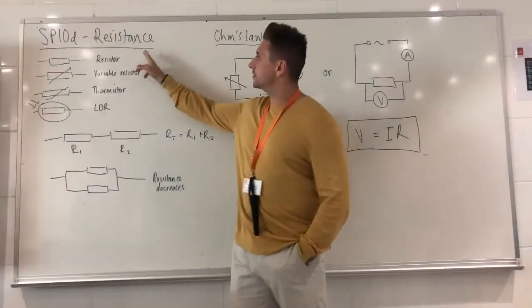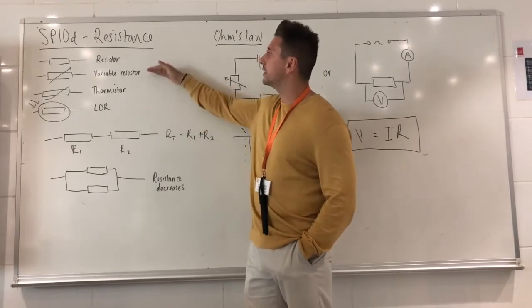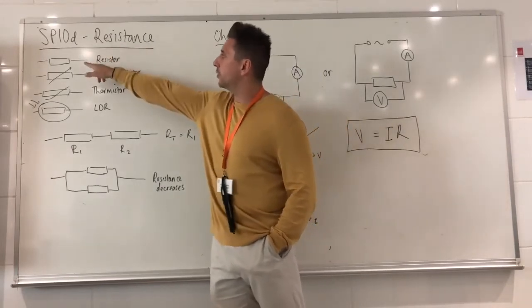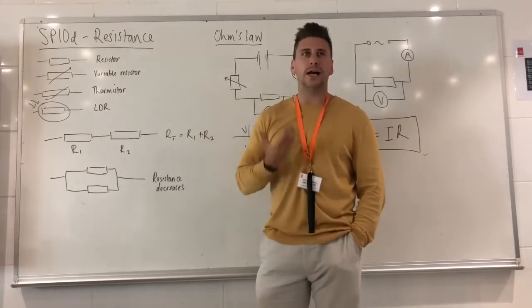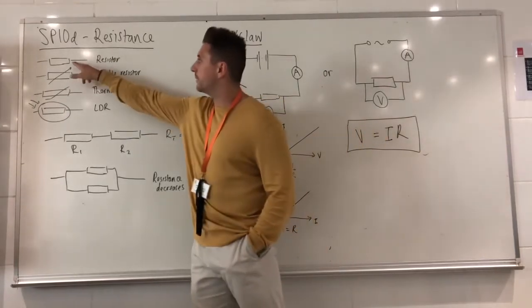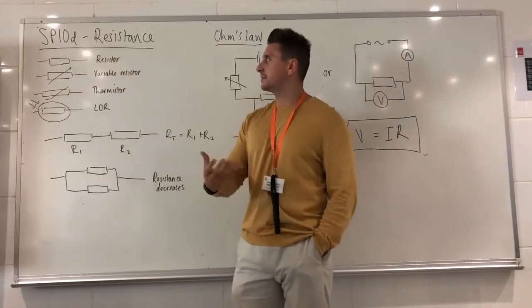So 10D resistance. First of all, you have to know the different circuit symbols. You should already really know these, but you have to recall what the symbol for a resistor looks like. If I were asked to draw a circuit that had a resistor in it, I'd have to remember that the symbol of a resistor is just a simple rectangle, and I'd have to add that to my circuit.